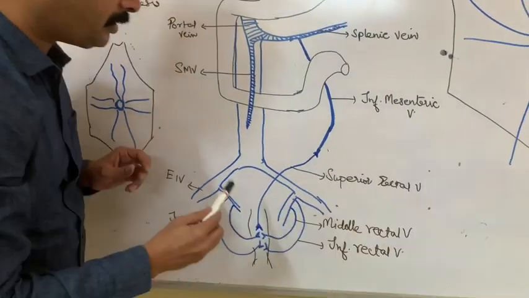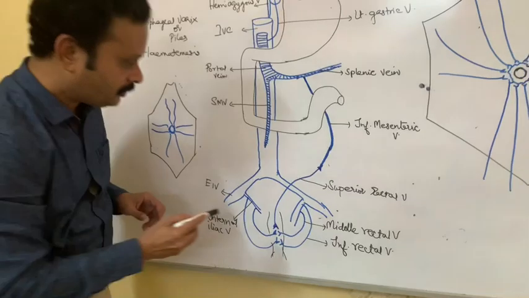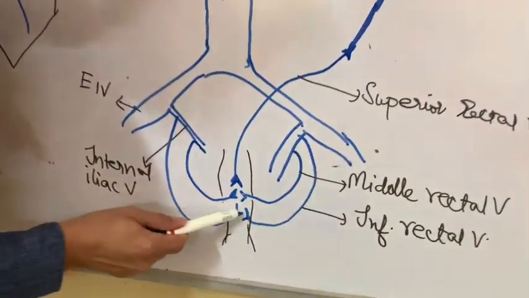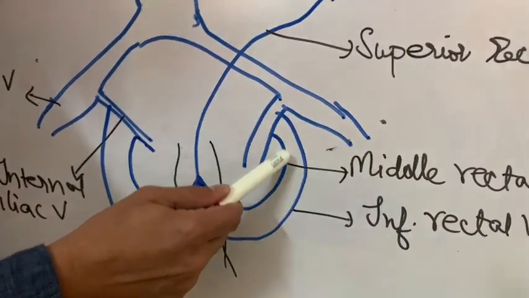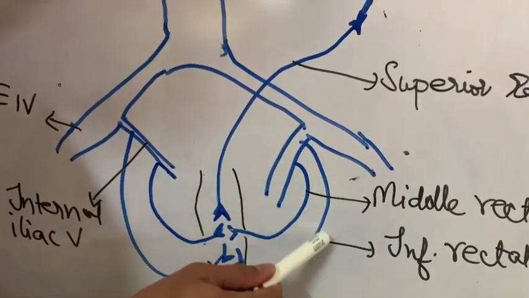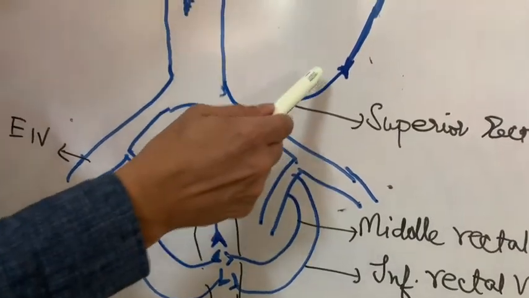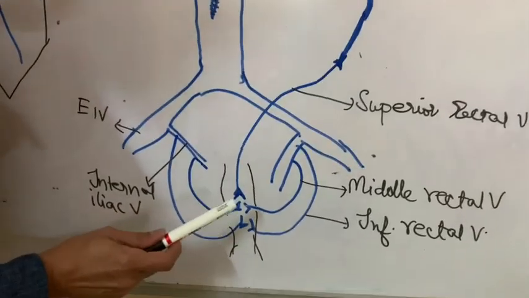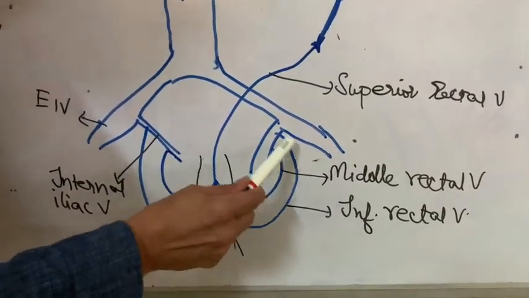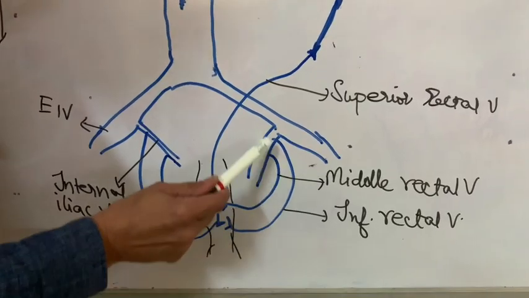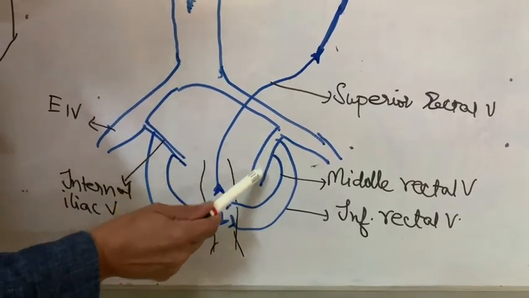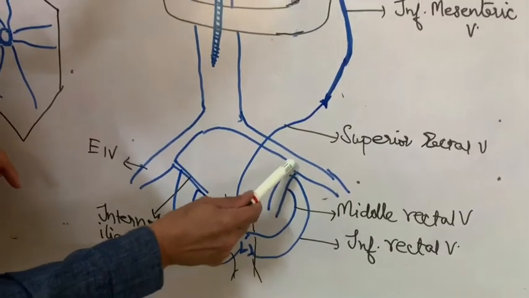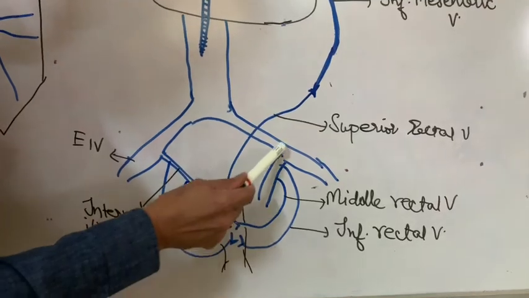The superior rectal vein belonging to the portal system is anastomosing, as you can see here, with these two veins. These two veins are the middle rectal vein, and the lower one is the inferior rectal vein. The superior rectal vein belonging to the portal system is anastomosing with the middle rectal vein and inferior rectal vein, which are the tributaries of the internal iliac vein.